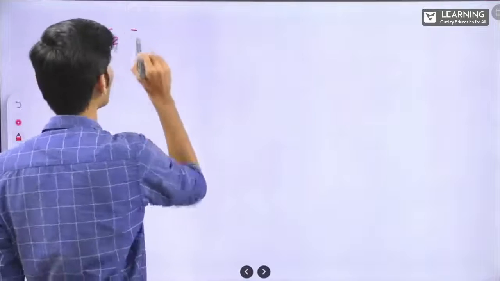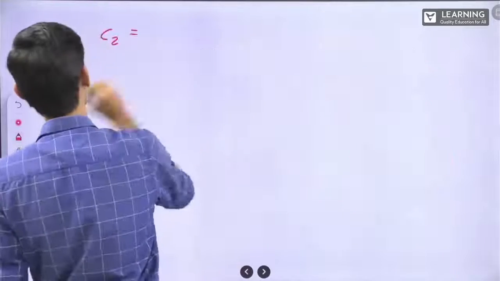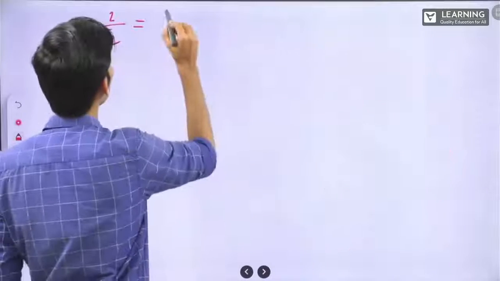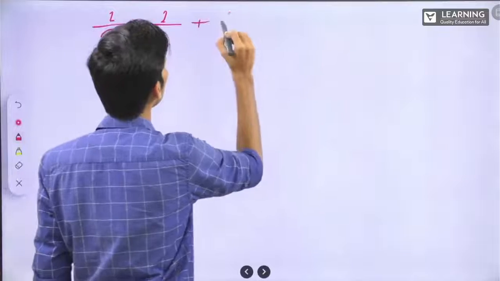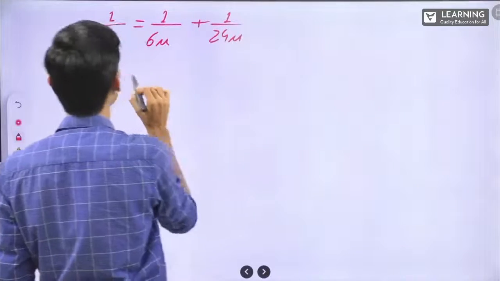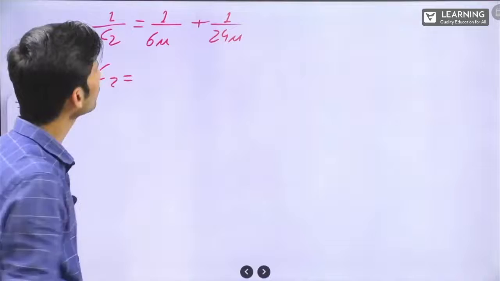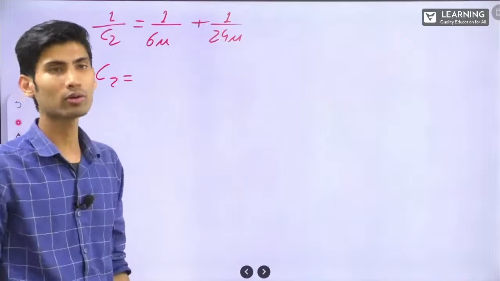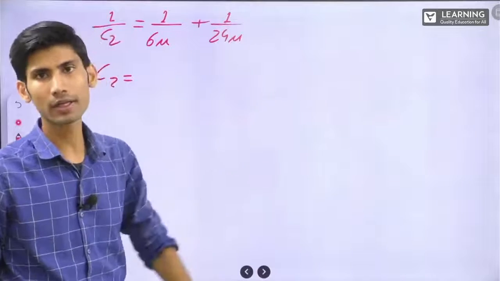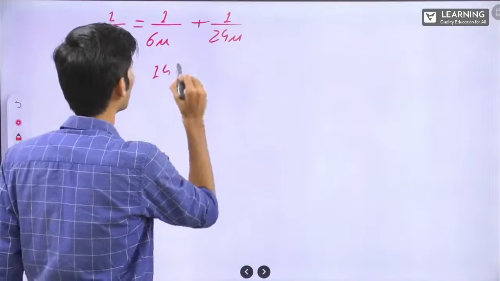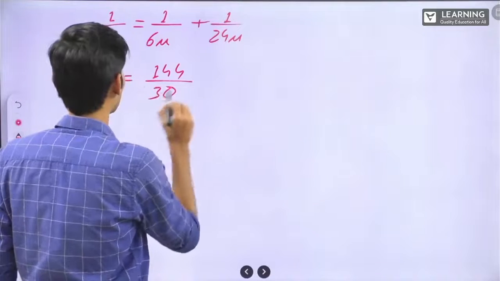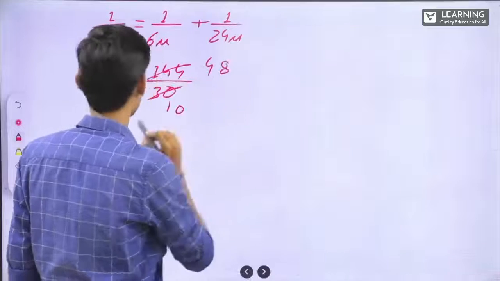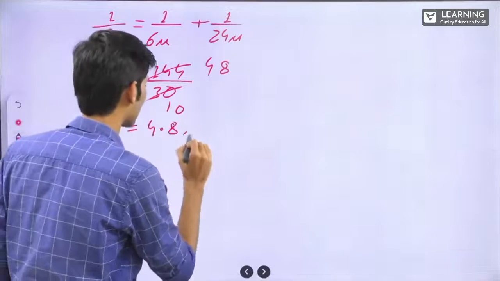C2, 1 upon C2 is equal to 1 upon 6 microfarad plus 1 upon 24 microfarad. What will be the answer? C2 will be equal to 24 plus 6, 30, divided by 144, 30 by 144, reciprocal, 144 by 30. 3 tens are 30, 3 fours are 12, 3 eights are 24, 4.8 microfarad total.